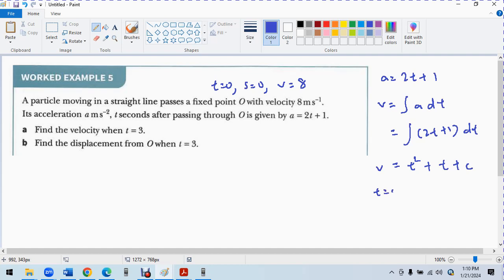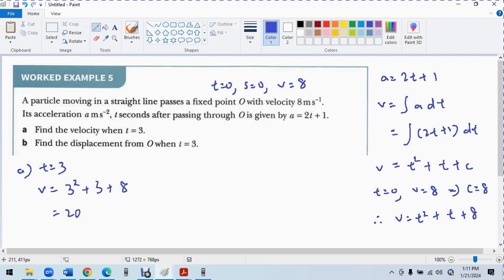Okay, so when time equals 0, then the v is 8, then we substitute 0, then we will get the c equal to 8. So the v is t squared plus t plus 8. So when t equals 3, the velocity will be 3 squared plus 3 plus 8, 20 meter per second. So next, find the displacement from O when t equals 3.